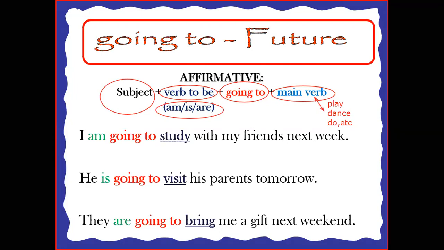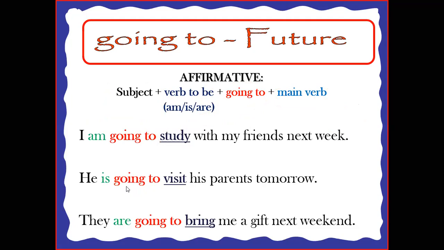Now here you have the structure. For example, number one, I am going to study with my friends next week. In this case, you know that the subject is I. The verb be for I, in this case, going to, and then the verb here is study. Chicos, el verbo es el de acá, ¿ok? El verbo viene a ser el de acá, el verbo principal, study, ¿ok? And continue, ¿ok?